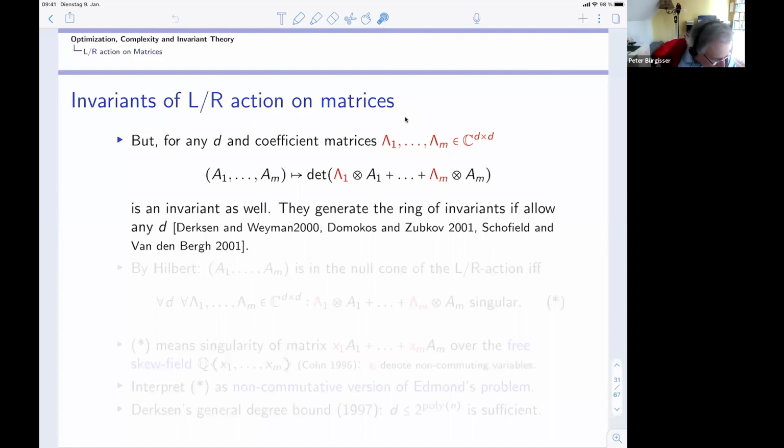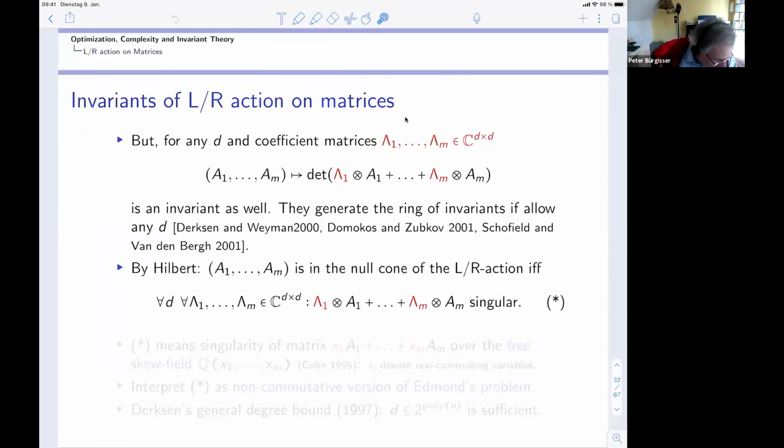Right. So in what sense is this now useful? We get some description of the null cone, but we see it's quite complicated. Hilbert said the null cone consists of the zeros of all of these invariants. So I can say that a tuple of matrices A1 to Am is in the null cone of this left-right action if and only if for all d and for all coefficient matrices lambda, this linear combination is singular.